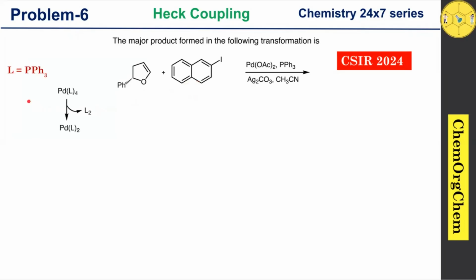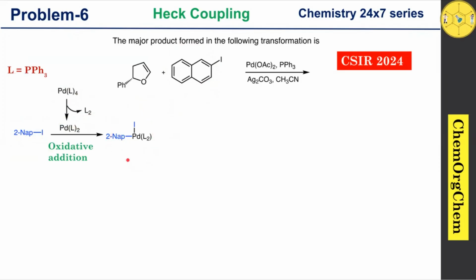Now you see that, for our convenience, we can rename triphenyl phosphine as L. So initially there is generation of this palladium complex, followed by ligand dissociation that generates the palladium zero catalyst. After that, it reacts with 2-naphthyl iodide. For our convenience, we rename this ring system as 2-naphthyl. Now this undergoes oxidative addition with the palladium zero catalyst, which produces the corresponding palladium complex.